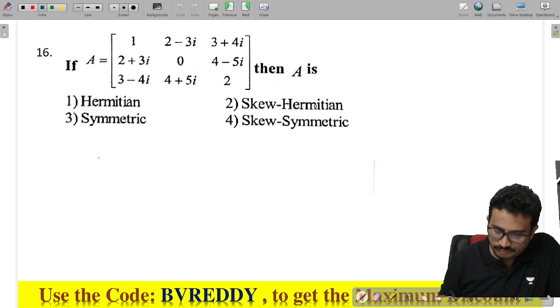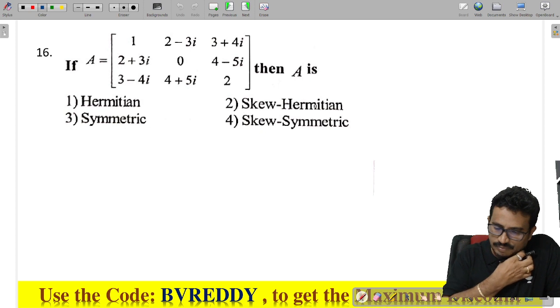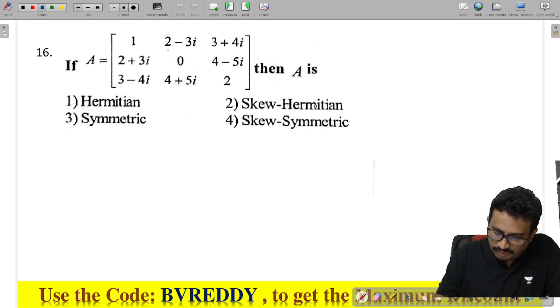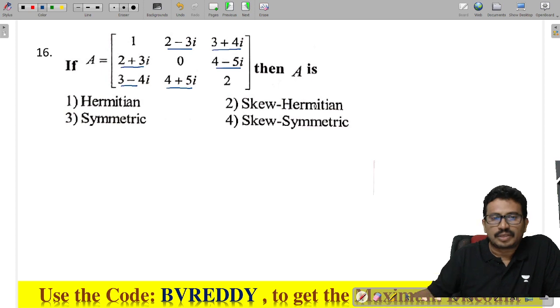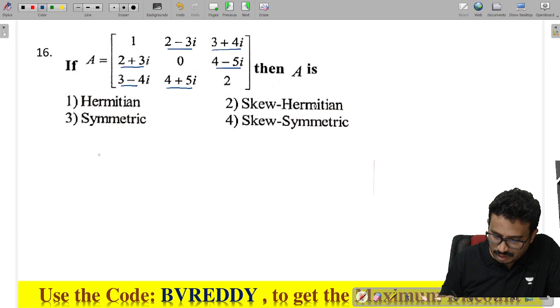If you see carefully, this matrix contains complex entries also, and if you observe carefully, how these two are conjugate to each other, and how these two are conjugate to each other. The diagonal elements are real values. Fine. Now I am taking this matrix. If I take the conjugate of this matrix, what will I get? You tell me.